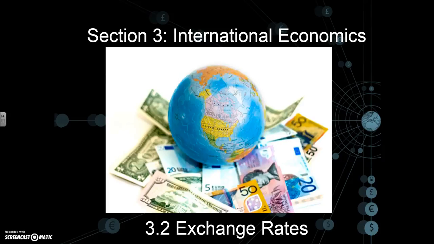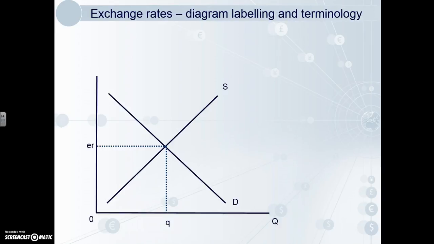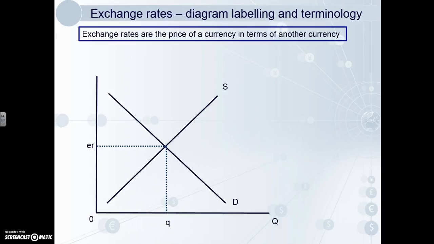Hi all, today we're looking at the determination of exchange rates. We'll start with a definition. Exchange rates are the price of a currency in terms of another currency. Anytime we talk about the value of a currency, it is always in relation to another currency. For example, the Australian dollar is most often reported in terms of its value in US dollars. That is, how many US dollars one Australian dollar can buy.